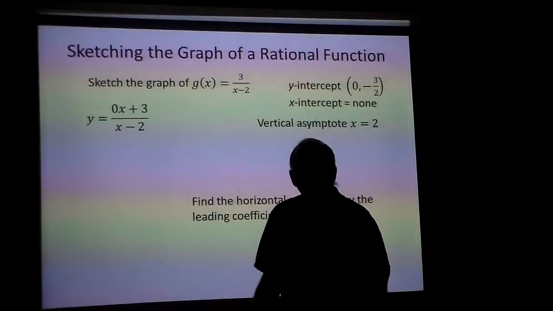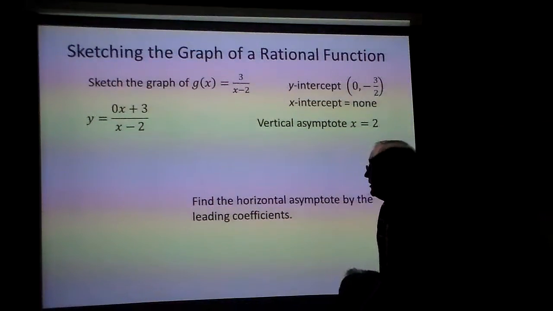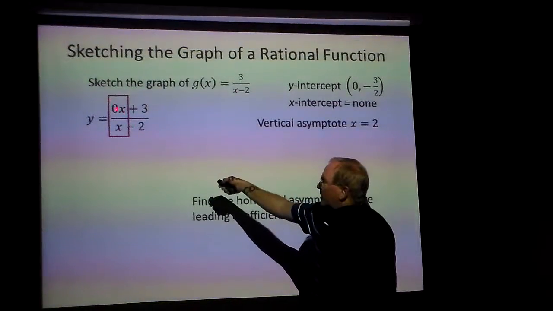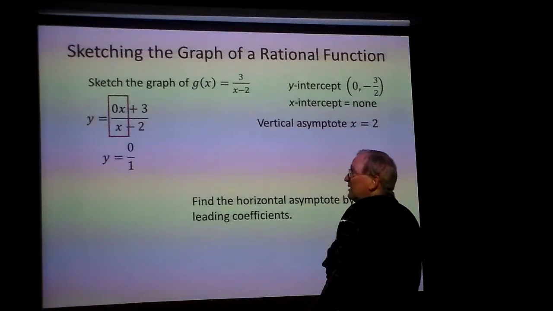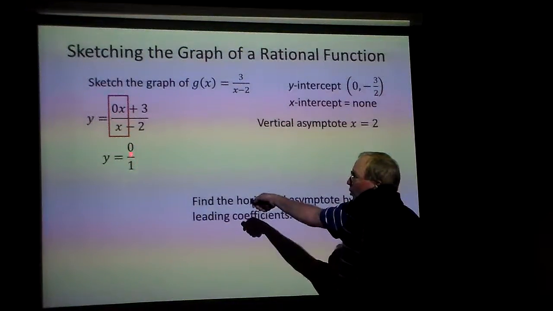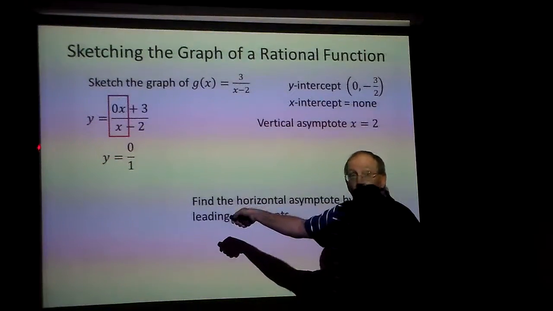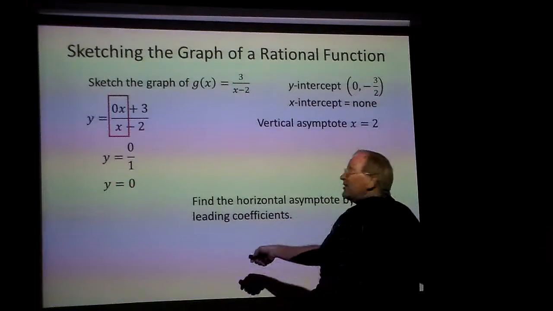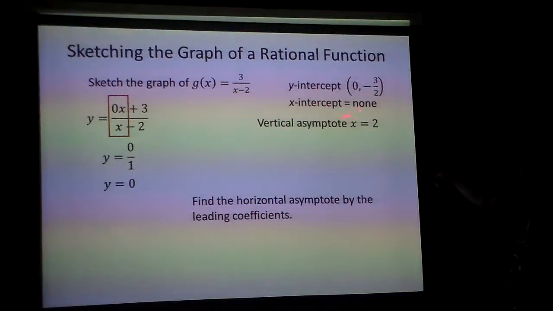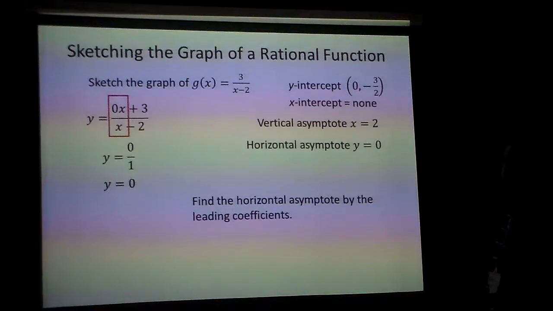I look at the leading coefficient of the numerator and the leading coefficient of the denominator. The leading coefficient of the numerator is 0, and the denominator is, it's not 0, it's 1. So they had the number 0 over 1. It's a horizontal asymptote, so it'll be a y equals. Horizontals are y equals. And so y equals 0. That's why there was no x-intercept, because there's an asymptote at y equals 0. There's a horizontal asymptote at y equals 0.